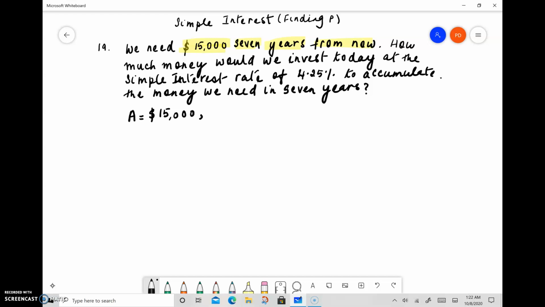Next, 7 years is the time during which this money is going to grow, and that is T equals 7 years. The question is, how much money would we invest today? Which means, what is the present value of money? So how much money are we going to invest today, which is the present value of money, at the rate of, and we're going to change this to a decimal.